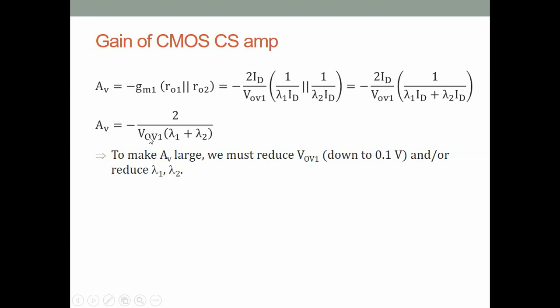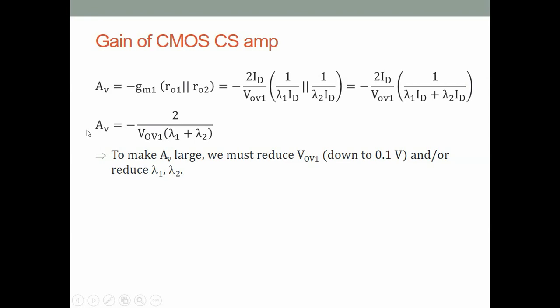The minimum VOV we can use for any MOSFET circuit is 0.1 volt. So the largest gain we'll get for this circuit with respect to VOV is when VOV is made to be 0.1 volt. By the way, this is VOV1, the VOV of the NMOS, the driver transistor. The overdrive of the PMOS, which is the load transistor, does not affect the voltage gain. That's an important thing to remember. So let us say we reduce VOV to increase the voltage gain.